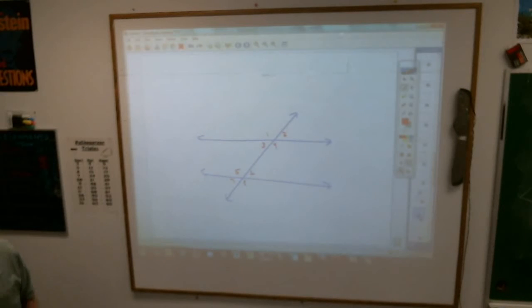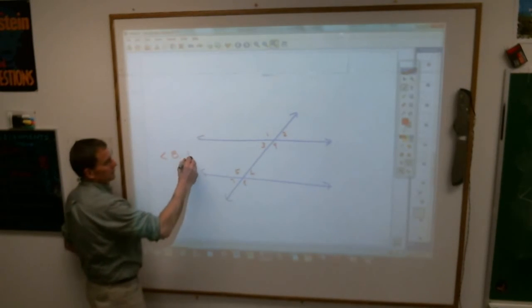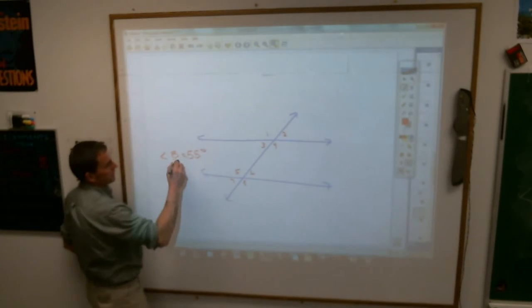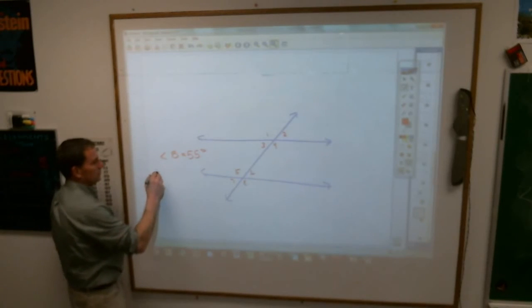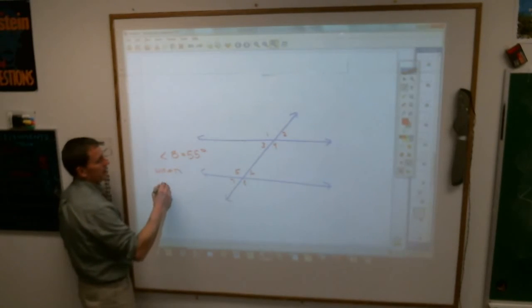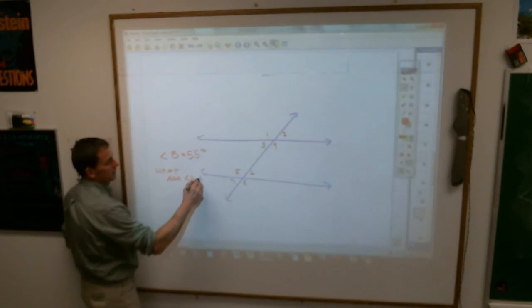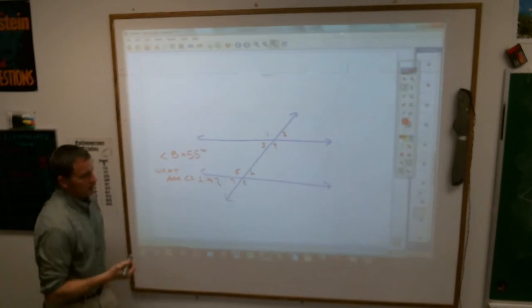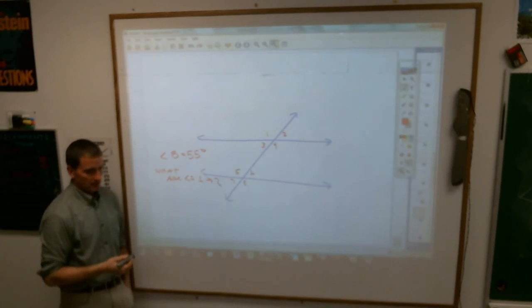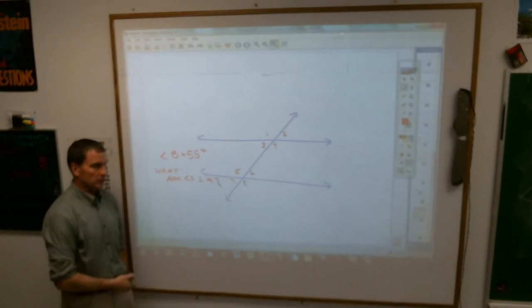How about the measure of angle 8? Angle 8 is 55 degrees. What are the measures of angles 1 through 7? And you can't just say it. You have to give the reason why you can say it, the proof that you can say it.